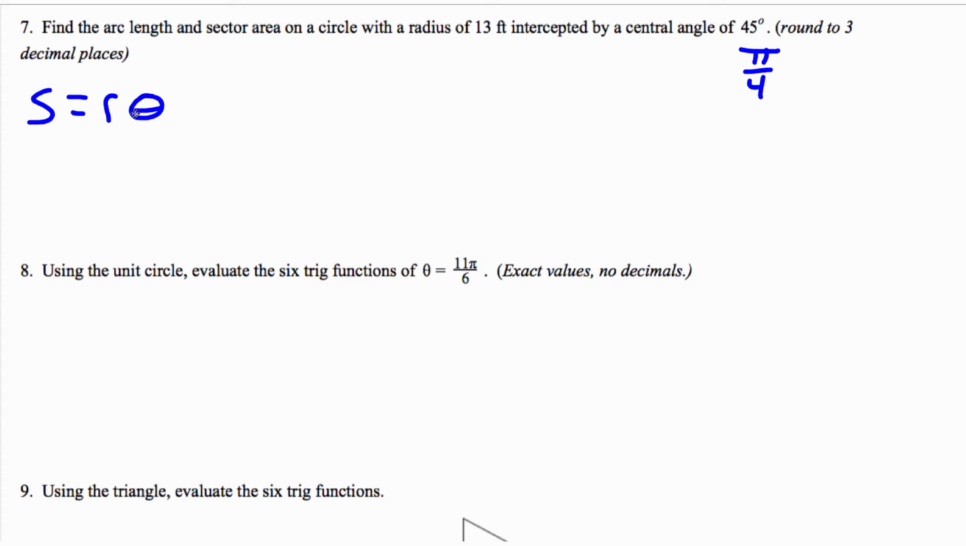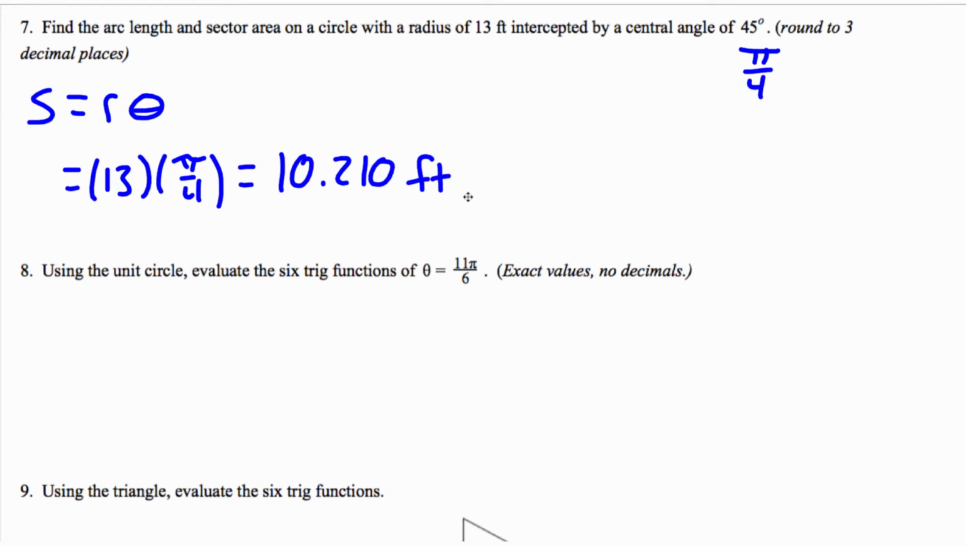So now if we look at this arc length formula, R just means radius, so we're going to plug in the 13 there. Theta is our pi over 4 angle that we just found. So now I would just type this into my calculator. It does say to round to 3 decimal places, so this is going to be 10.210, and this is a length, so we should label our answer. We were measuring in feet, so 10.210 feet.